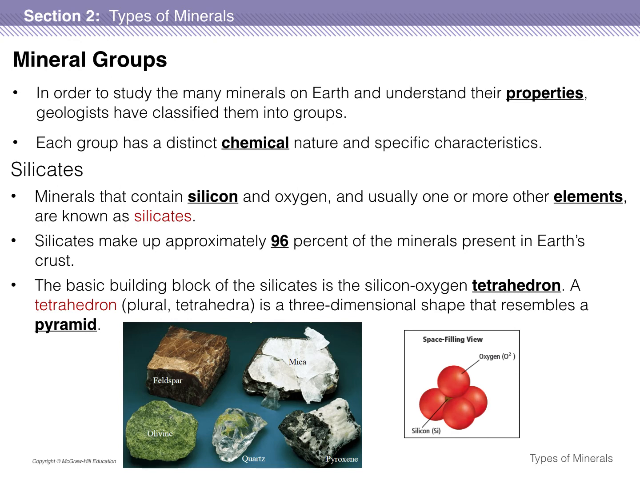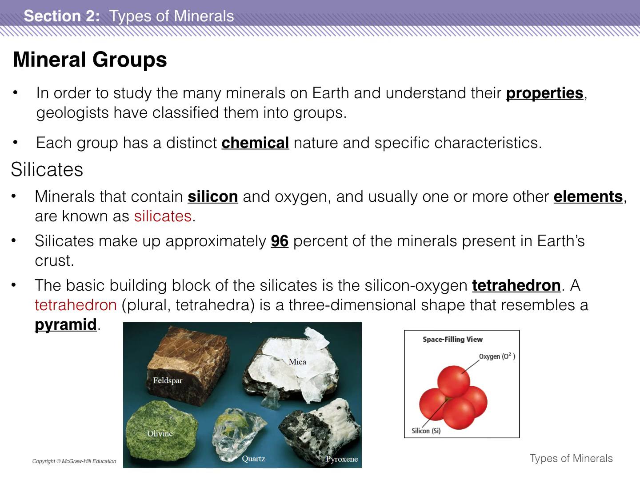Silicates are minerals that contain silicon and oxygen, and usually one or more other elements. Below, the feldspar, the mica, the olivine, the quartz, and the pyroxene are all silicates. Silicates make up about 96% of the minerals in the Earth's crust.